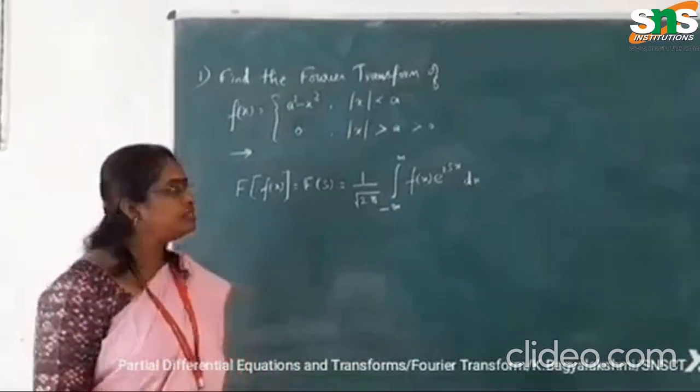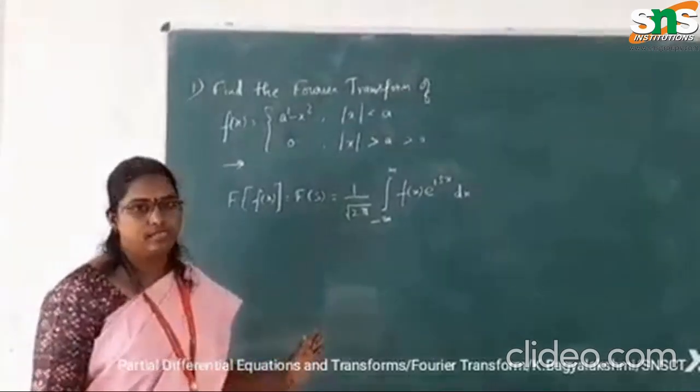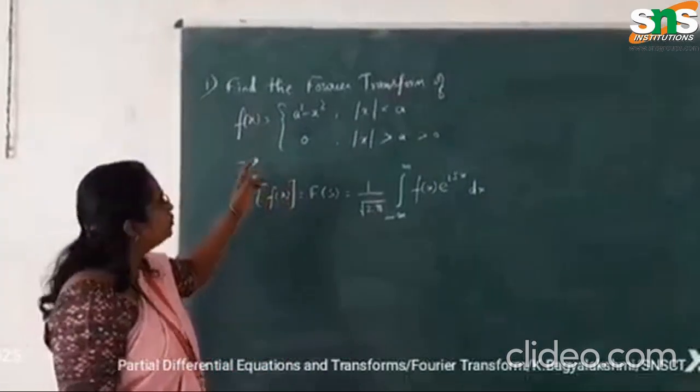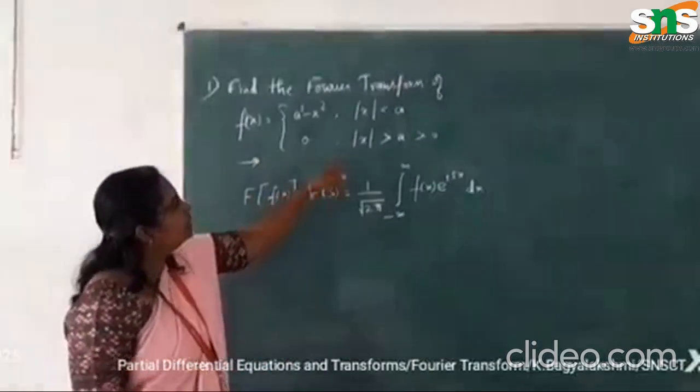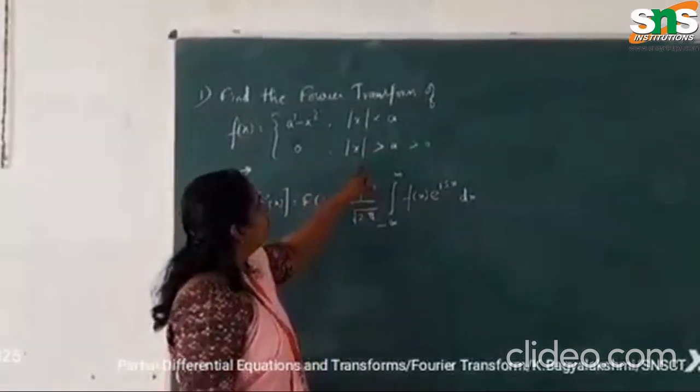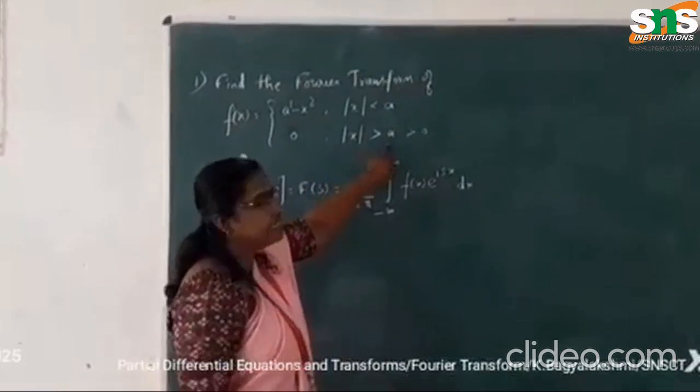Today we are going to discuss the Fourier transform problem. I choose this: find the Fourier transform of f(x) = a² − x², modulus of x less than a, otherwise 0. So here modulus of x greater than a is given.